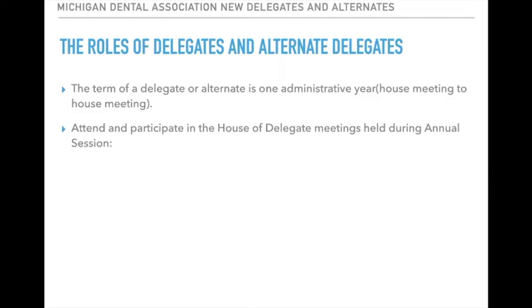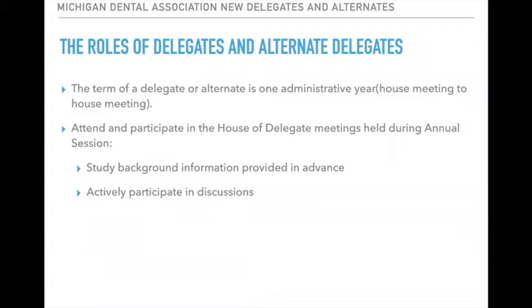So attend and participate in all the House meetings held during annual session. In most years, we have that House of Delegates along with the annual session. This year, we've separated it out to the Saturday and Sunday prior to the annual session, whether it is virtual or in person. Again, here's what we've got. Study the background information provided in advance. You will receive this information digitally. You can pull those off the website. You will receive an email that has all that information, those resolutions. You'll be sent that out in advance.